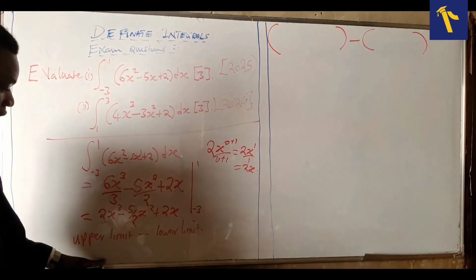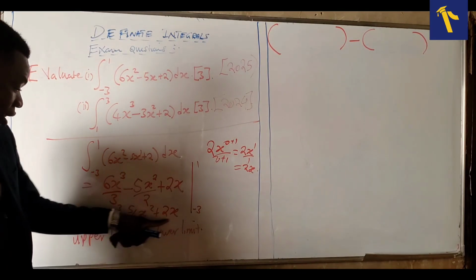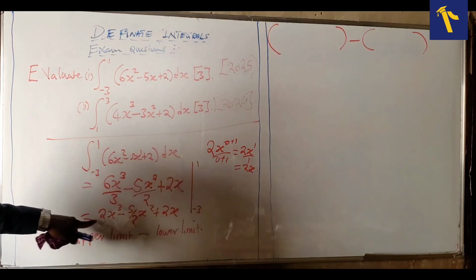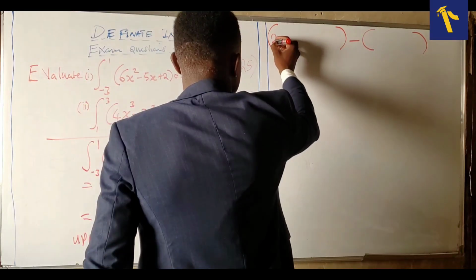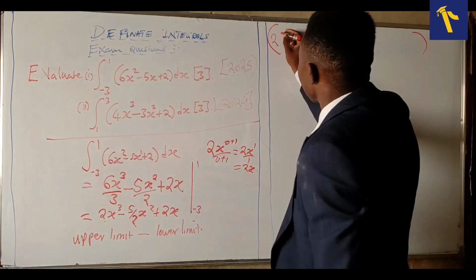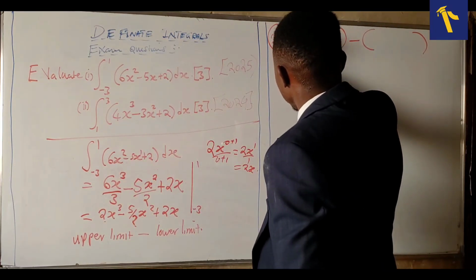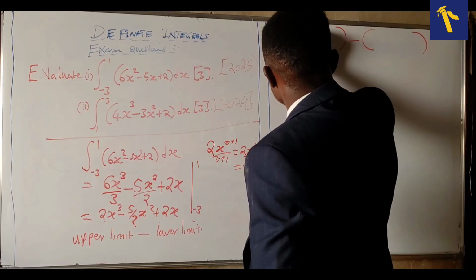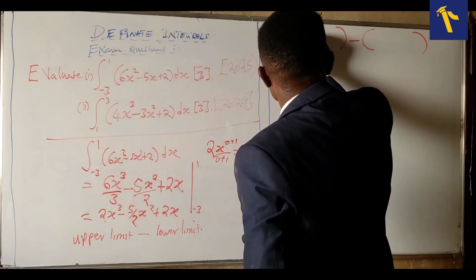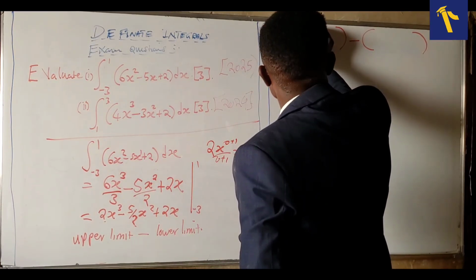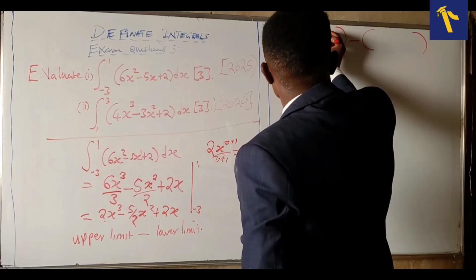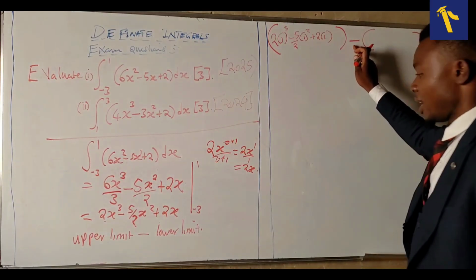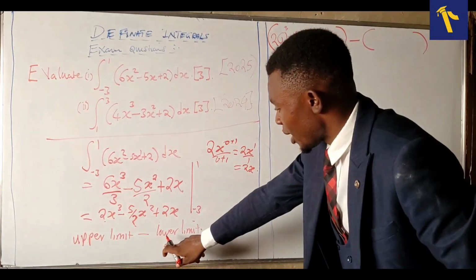Similarly, as for the lower limit, wherever there is x, I shall put a negative 3. Let's go. So what am I going to have? 2, where there is x there, I can put a 1, everything to the power 3, minus 5 over 2, wherever there is x, I'm putting a 1, like that. Plus 2, wherever there is x, I'm putting a 1. Minus, this is a minus, from the formula.